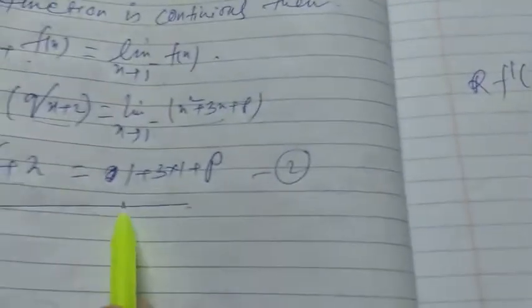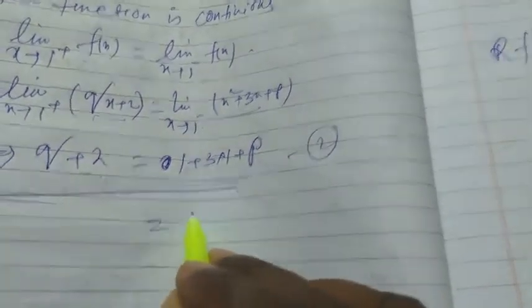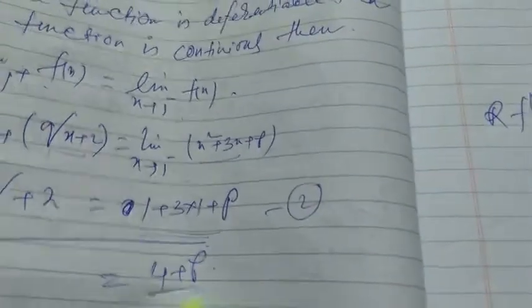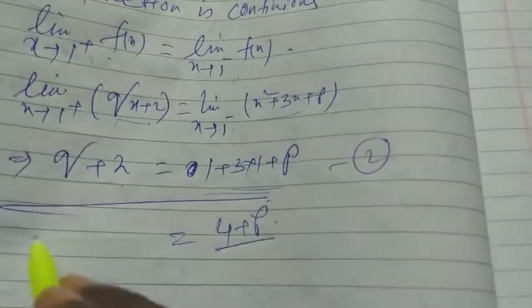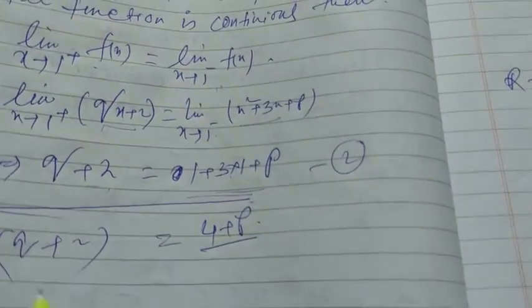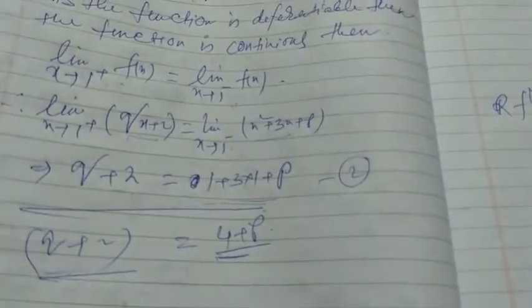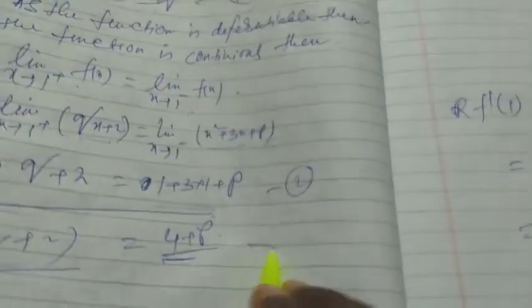And 4 plus p, see here, that is 4 plus p is equal to q plus 2. Okay, 4 plus p is equal to q plus 2. Apply equation number 2.